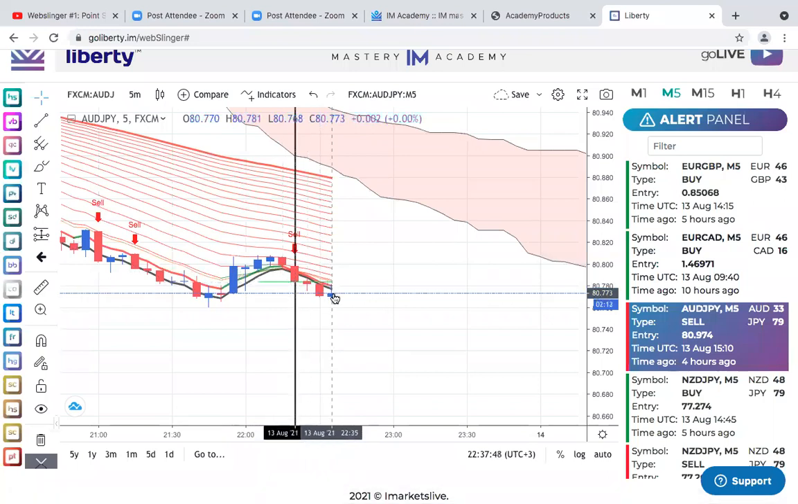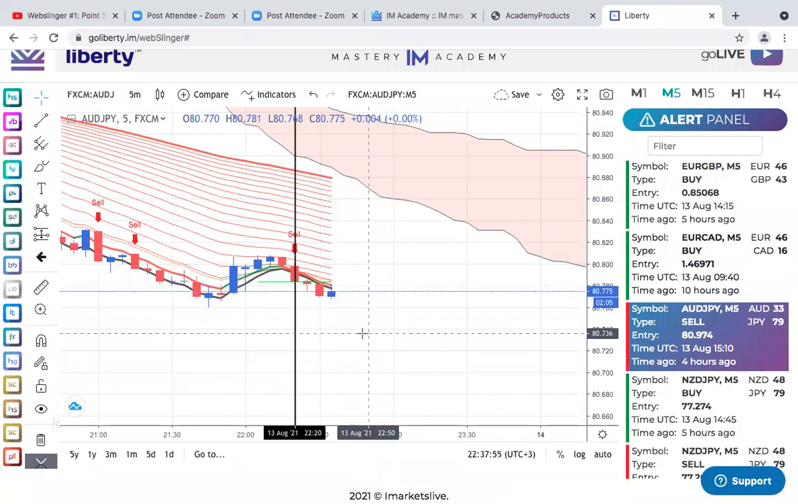Right now, price is currently down here, so we are currently in profit. And for this trade, it's literally 2 more minutes. It's literally 2 more minutes for us to win this trade.